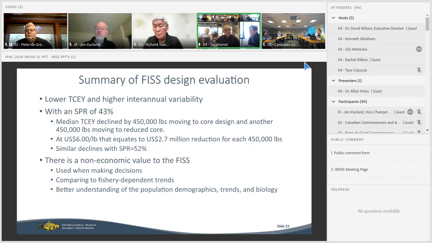And we just want to note that there's a non-economic value to the FISS as well. One, it's used when making decisions. It's a factor in the socioeconomic considerations, what's happening in the different areas. We compare it to the fishery-dependent trends, which Dr. Stewart has done today. But it generally gives us a better understanding of the population in general across all areas. So it's a very useful tool for more than just an input into the stock assessment. And it can be used for many other things.